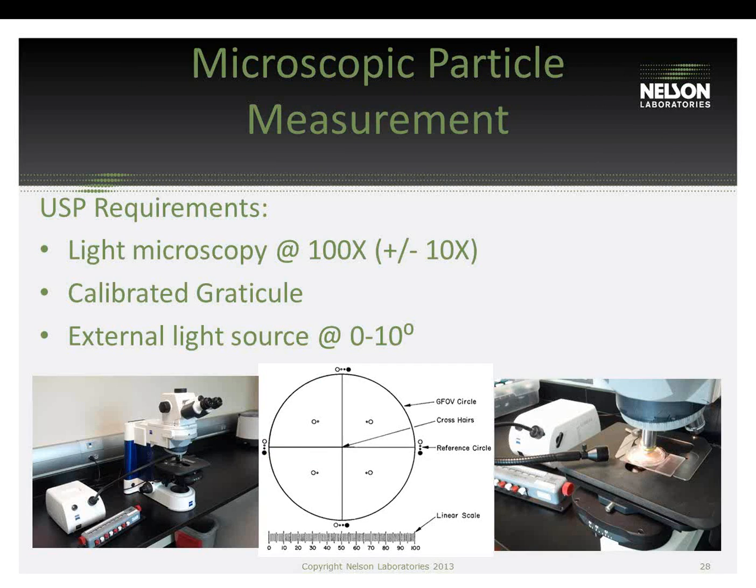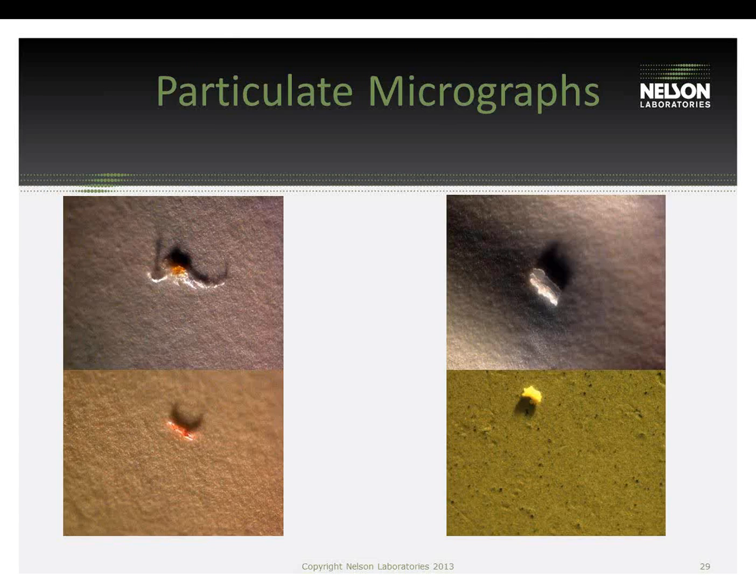The microscopic particle measurement is relatively basic, uses light microscopy at 100x per the USP, plus or minus 10x. It uses a calibrated graticule so that we can accurately size each particle, and an external light source, which is important because it helps cast a shadow on material on the filter. Many filters have background noise in order to help the lab technician focus in on the filter, but in order to determine if an observed material is a true particulate, we need to see a shadow.